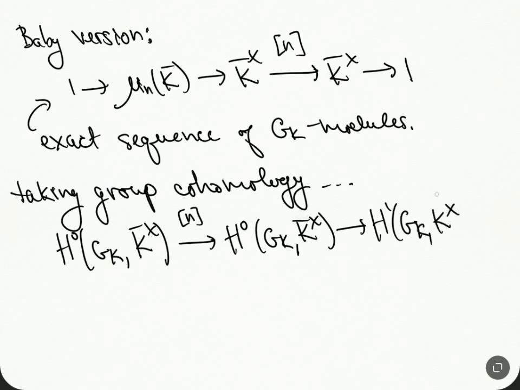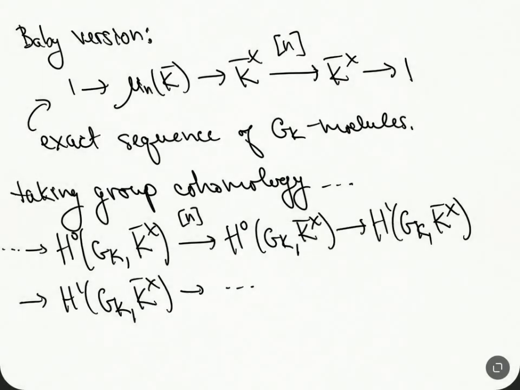So H1 of GK with coefficients in mu n of K bar, like so. And then it continues to H1 of GK with coefficients in K bar cross, like so. I guess there are some other terms here too. Now what does this have? This thing here goes away by Hilbert's theorem 90. And now we have this part of the sequence where we're going into 0.